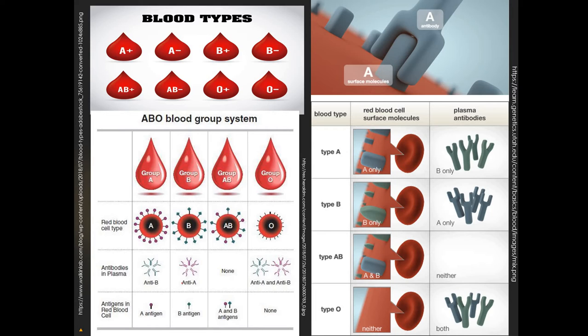Okay? So B has specific antigens, and it has antibodies against A. AB has both the A and B antigens, but has no antibodies against either A or B. O does not have any antigens, but it has antibodies against both A and B.